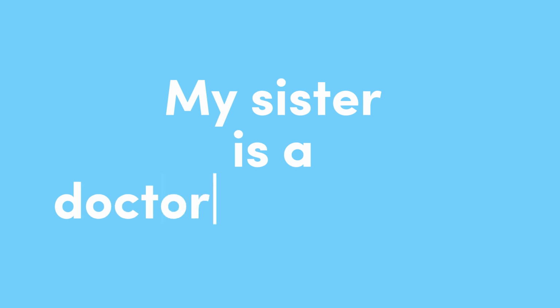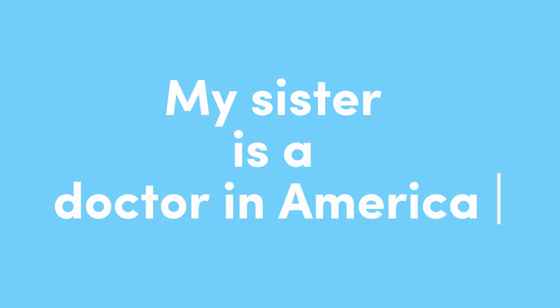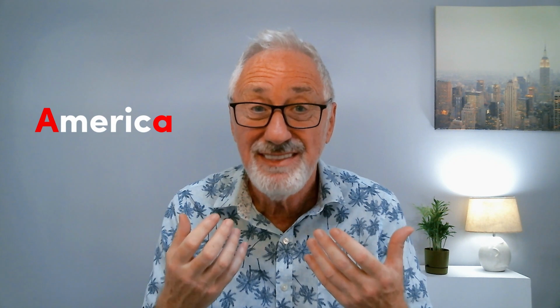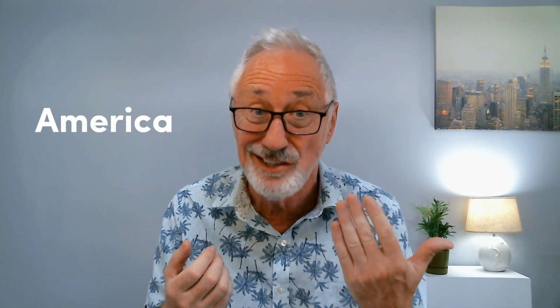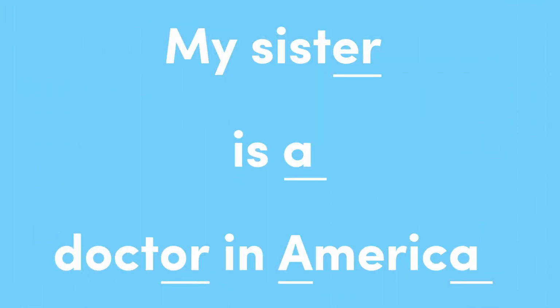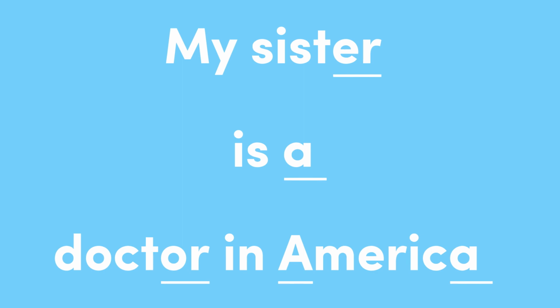Let's try this sentence. My sister is a doctor in America. The only tricky word here really is America. It's not "America". All the strength in that word is in the "meric" in the middle. So the "a" at the beginning is a schwa and the "a" at the end is a schwa. It's America. Let's say the sentence using schwas. My sister is a doctor in America. Can you hear how much faster and more natural that sounds? My sister is a doctor in America.